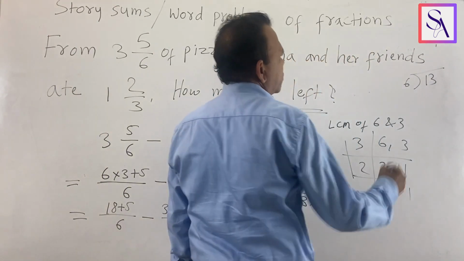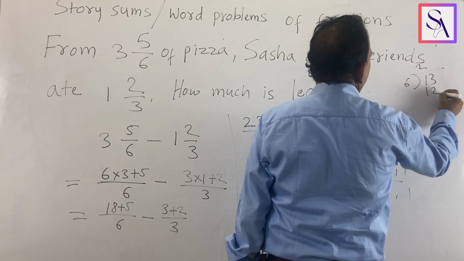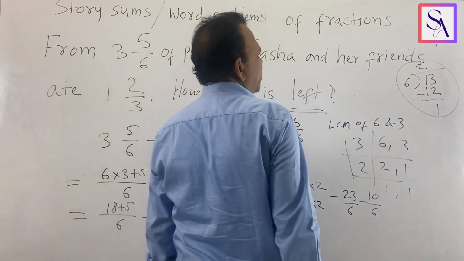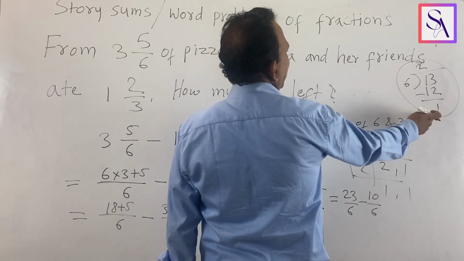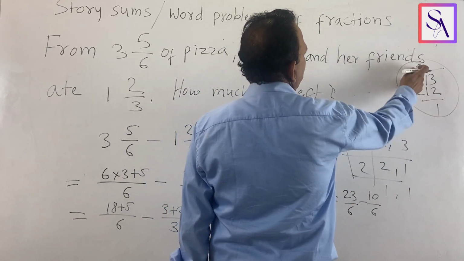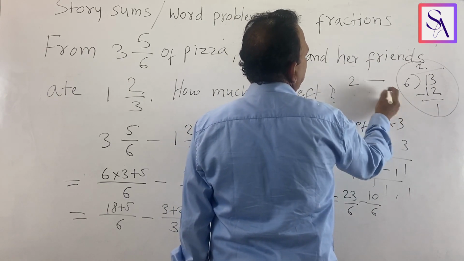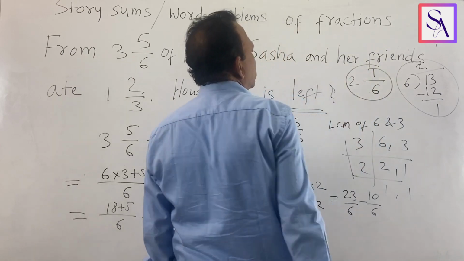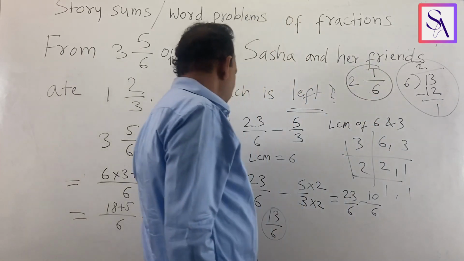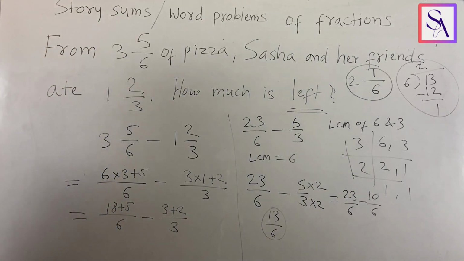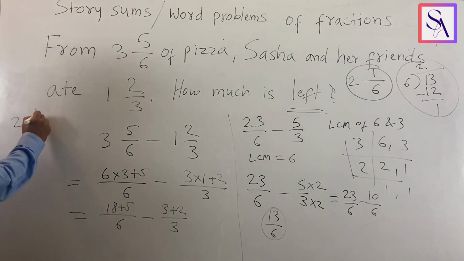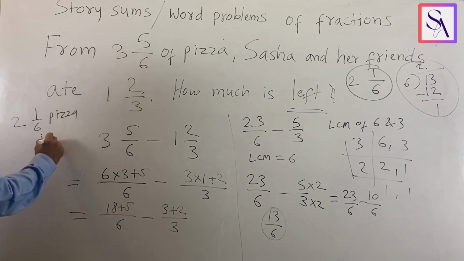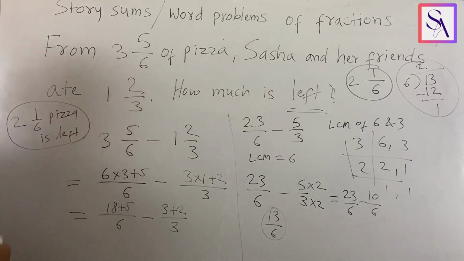But you can convert this 13 by 6 into a mixed fraction. 6 2s are 12, remainder 1. We know how to write this division: queen riding upon donkey. Who is the queen here? 2. Riding means remainder 1, donkey is 6. So this is the answer. 2 1 by 6 pizza is left. You can write the answer: 2 1 by 6 pizza is left.